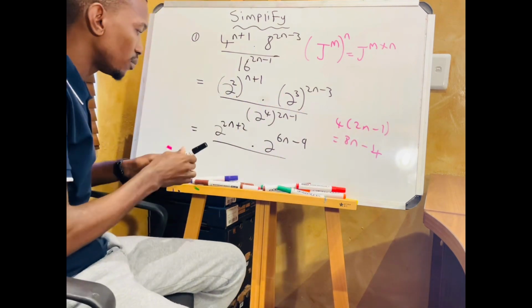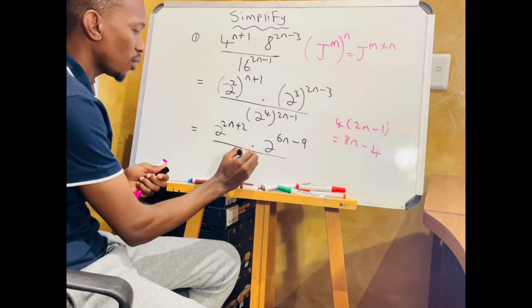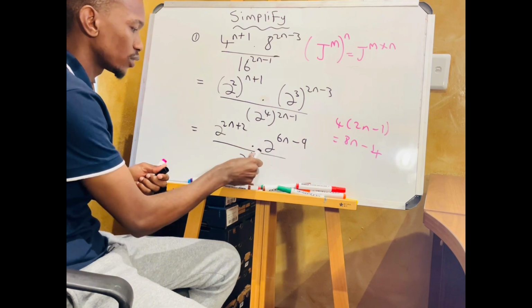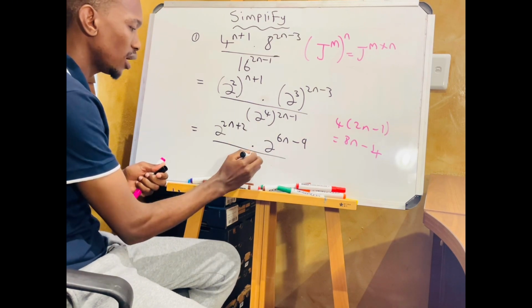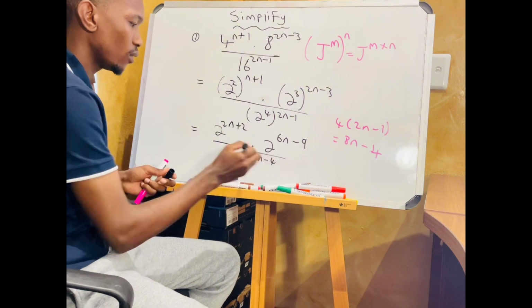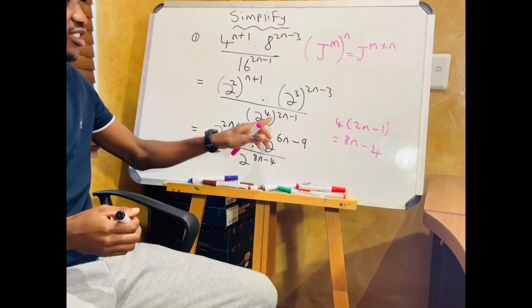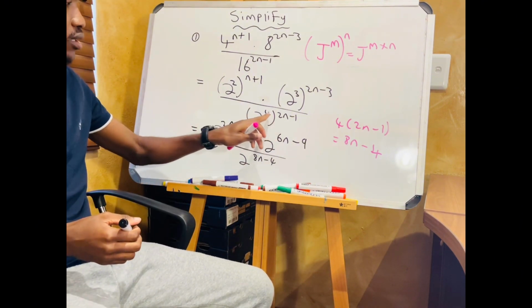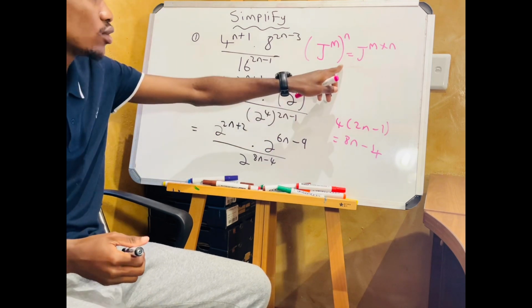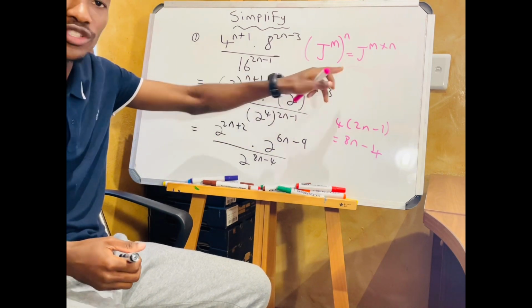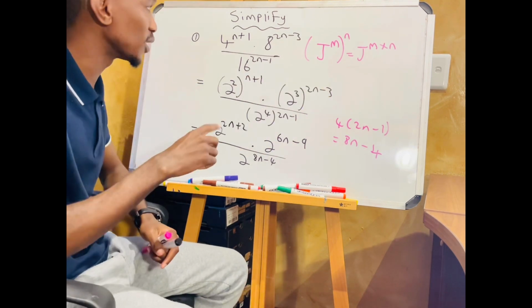Now, meaning I'm going to have what? 2 to the power 4. No, sorry. 2 to the power 8n minus 4. Because I've distributed the exponent there using this law of exponents of James of distribution. You get it?